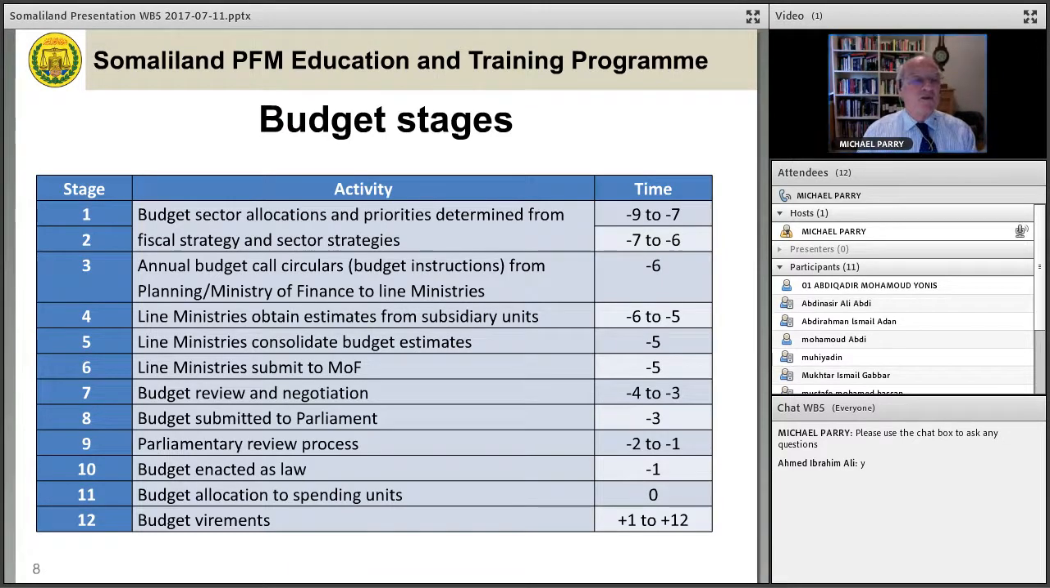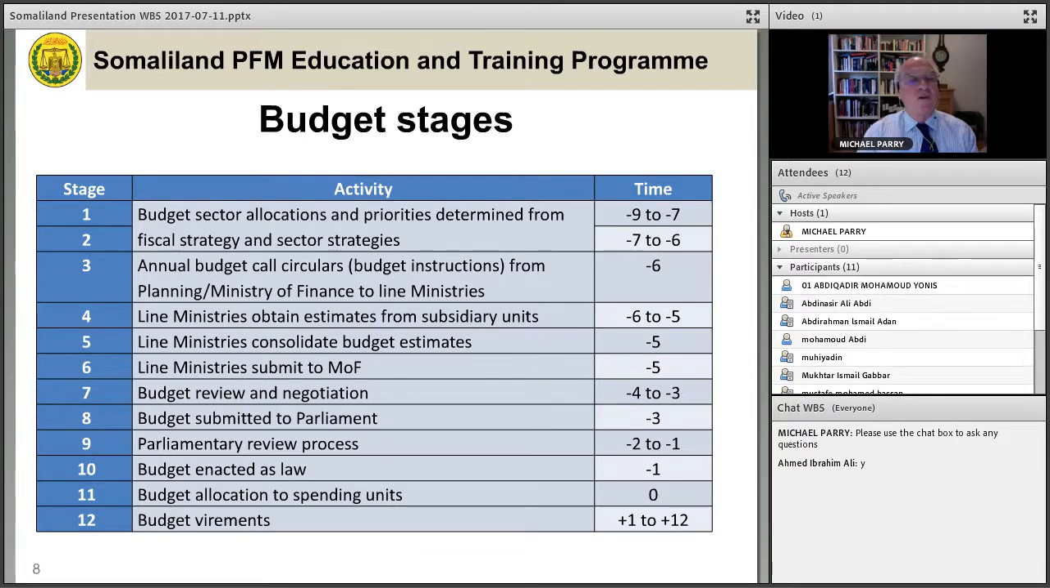And then the line ministries, health, education, communications and so on, will each obtain subsidiary estimates from subsidiary units. Under any ministry, take a Ministry of Health for example, there will be various hospitals, health centres and so on, all of which will have their own requirements. So the Ministry of Health will gather those estimates together and in 5 consolidate them into the budget estimates. And ideally that should be 5 months before the start of the fiscal year.